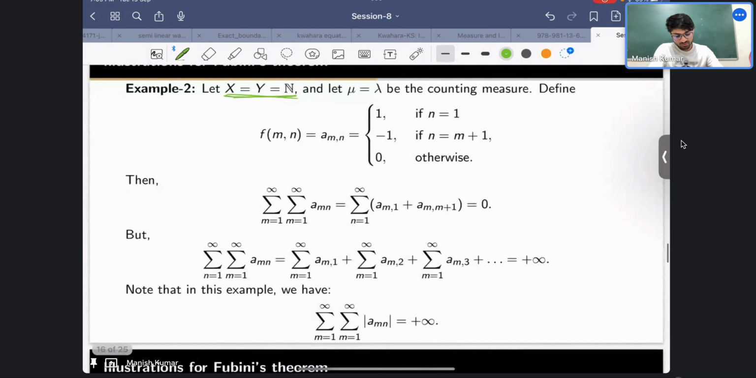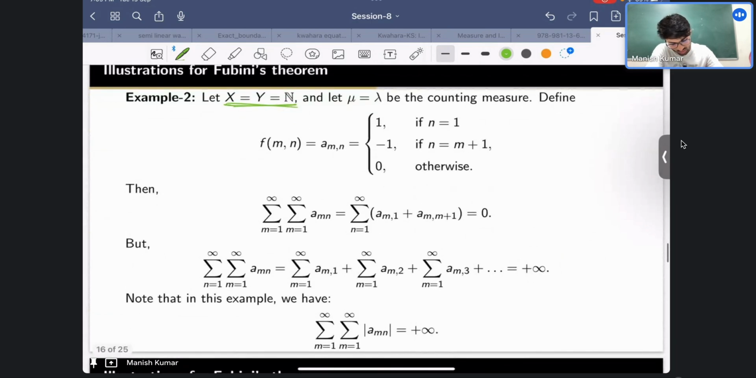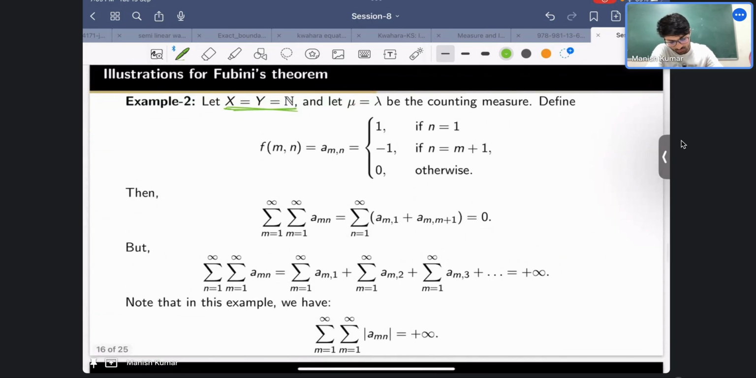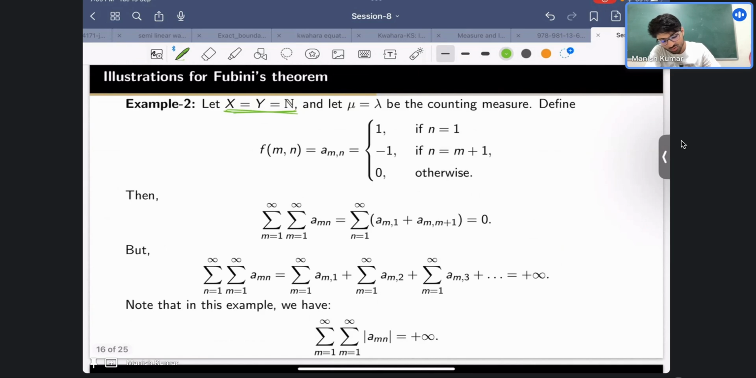In fact, this is not that example, but okay. Suppose you have X and Y to be the natural numbers and you define this function f_mn. Now if you sum this, here it will be n first.